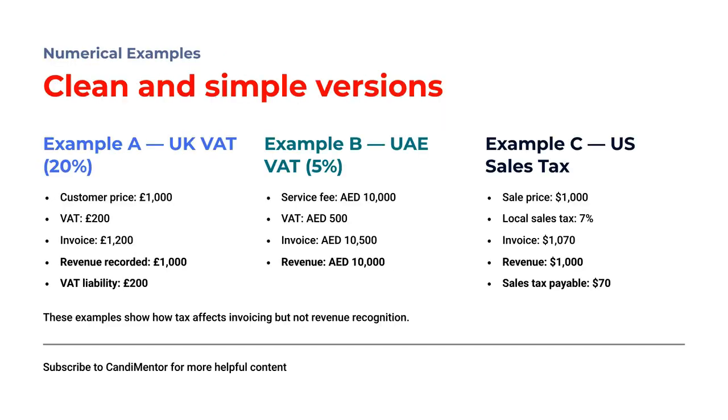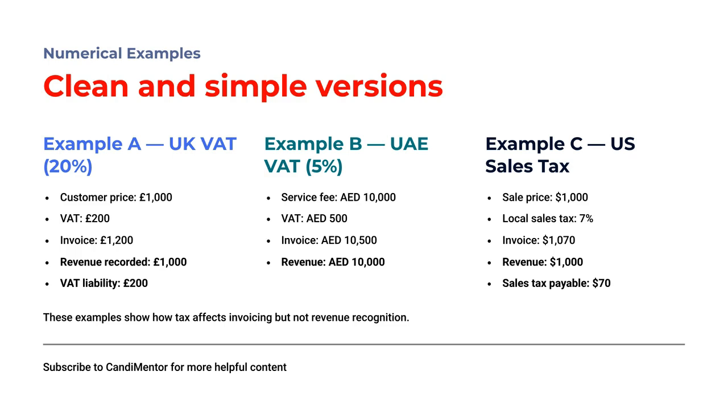Numerical examples. Example A. UK VAT 20%. Customer price £1,000. VAT £200. Invoice £1,200. Revenue recorded £1,000. VAT liability £200. Example B. UAE VAT 5%. Service fee AED 10,000. VAT AED 500. Invoice AED 10,500.